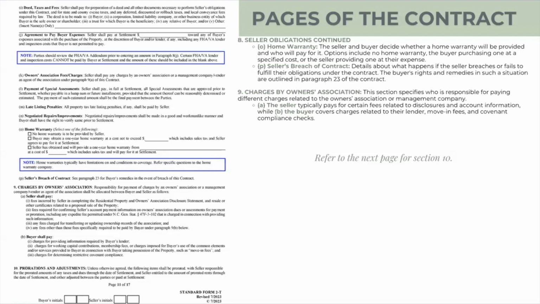Charges by owners association. This section specifies who is responsible for paying different charges related to the owners association or management company. So the seller typically pays for certain fees related to disclosures and account information, while the buyer covers charges related to their lender, move-in fees, and covenant compliance checks.